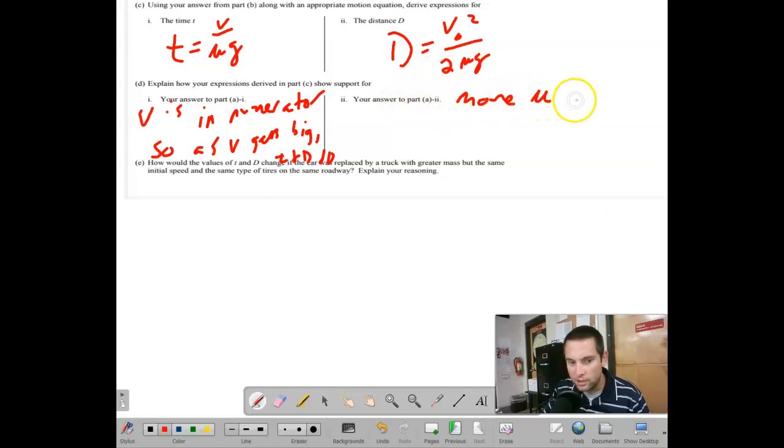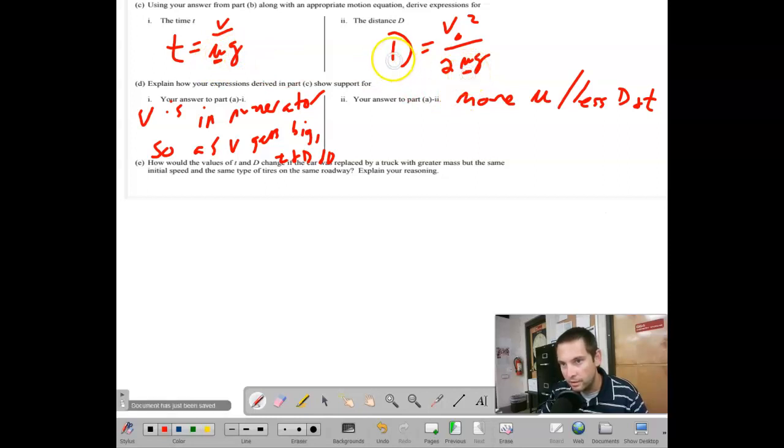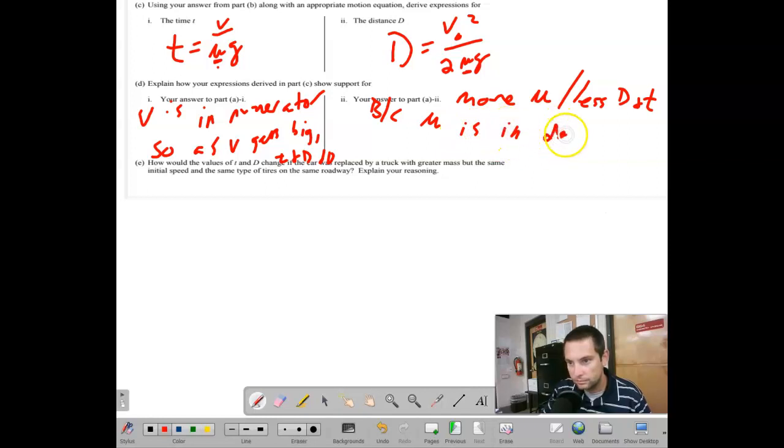Your answer to part A II, so what we said was something to the effect of more friction means less distance and time. Well, friction is in the denominator, so if we increase the denominator, what happens over here? This is going to get smaller. If we increase this, time will get smaller. So because mu is in the denominator, bigger mu means a smaller time and distance.